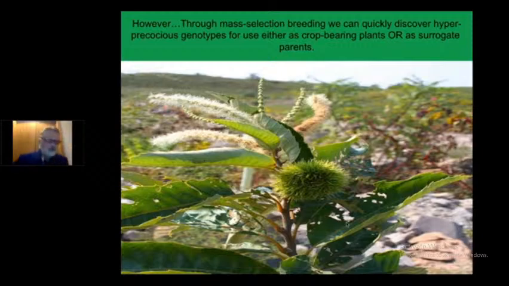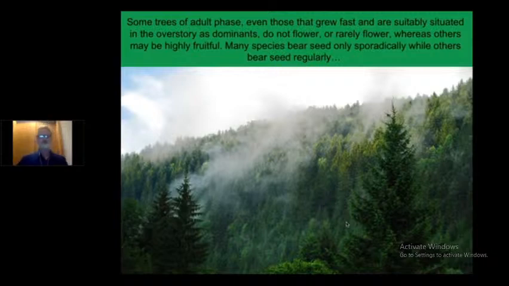And we've all noticed this, that there are some trees, some that grew fast and got to adult size real fast. They're situated in the overstory, they're dominants, they got great soil, great water, and so they just don't flower, or they rarely do. Yet others might be highly fruitful.